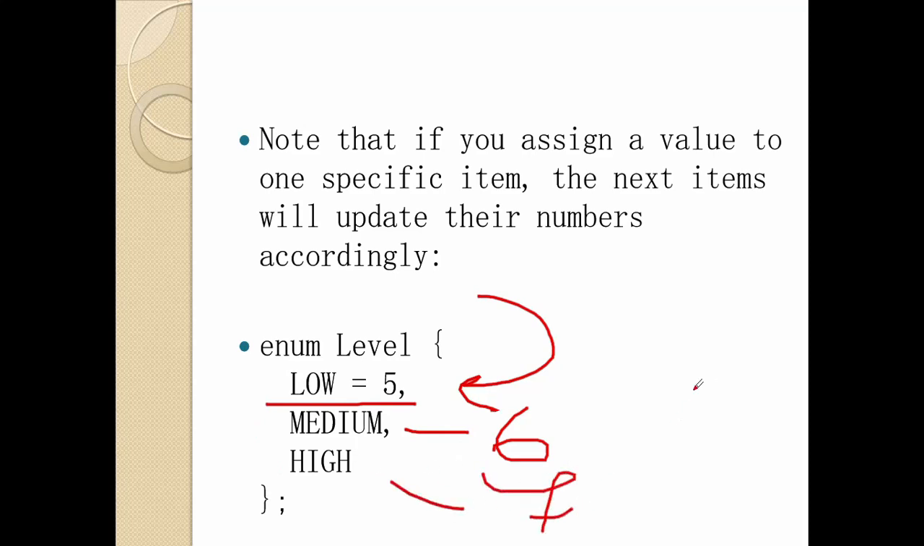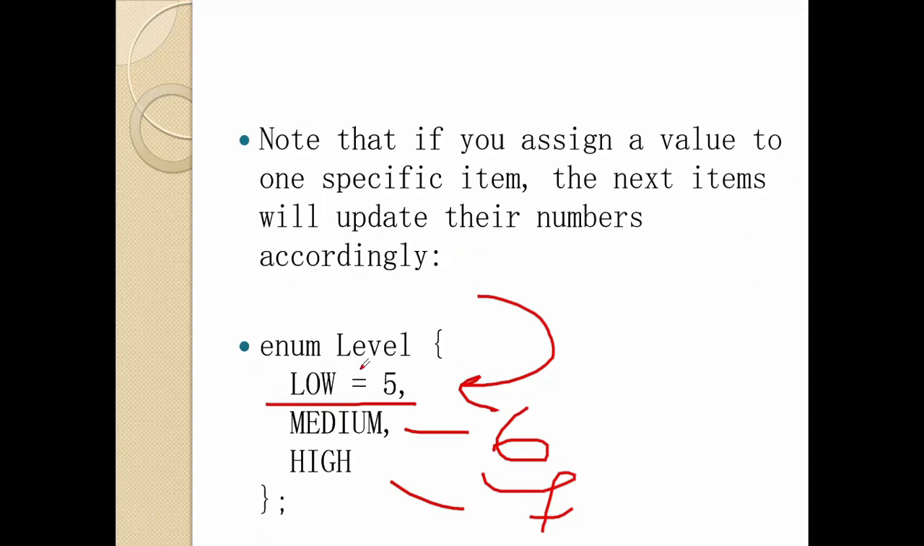So just the increment is going to be done, and accordingly the values are given. If we are putting 5 in low, automatically the increment will happen, and medium will get the value of 6 and high would get the value of 7. So this is how it would work.